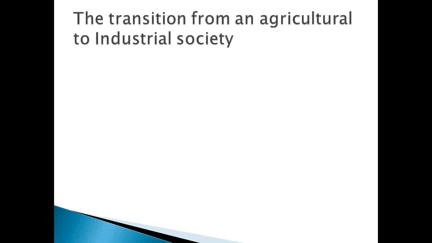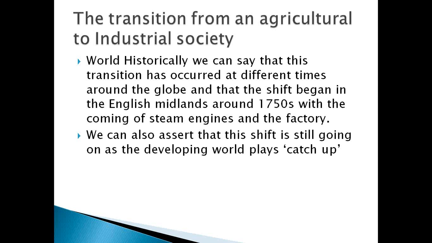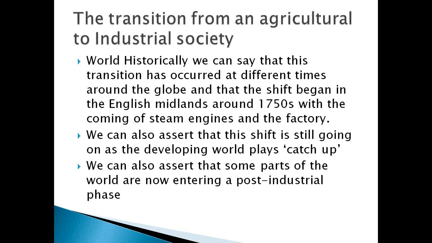Let's look at the transition from an agricultural to an industrial society. World historically, we can say that this transition has occurred at different times around the globe, and that the shift began in the English Midlands around the 1750s with the coming of the steam engine and the factory. We can also assert that this shift is still going on as the developing world plays catch-up. There's no one stable temporal unit. There are multiple temporal units. That in itself is something to get our head around.